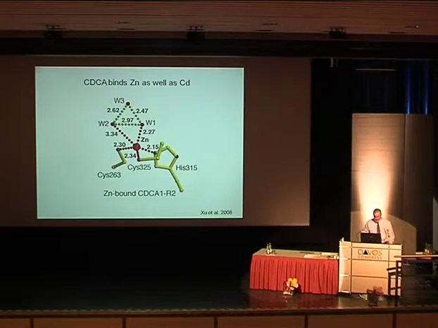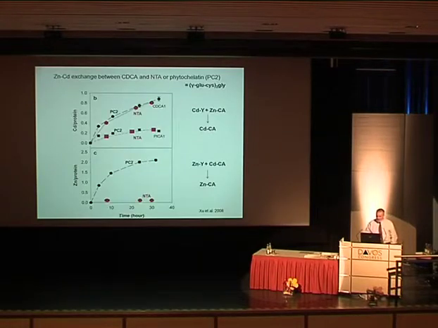Well, lo and behold, what happened? Well, E. coli was very happy to put zinc inside the enzyme. We didn't force it. If we didn't put cadmium in it, it put zinc in it. We have a very nice zinc enzyme. We have the binding of zinc. And we can demonstrate an easy exchange of zinc for cadmium.